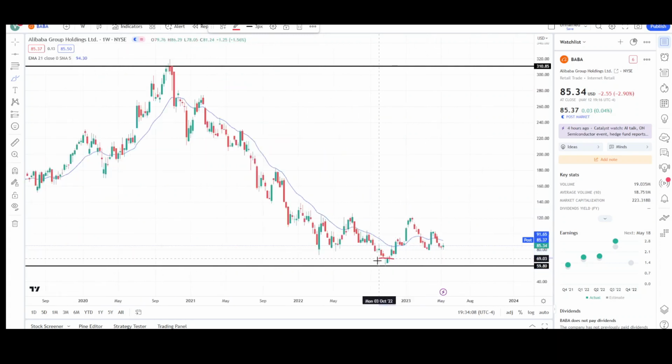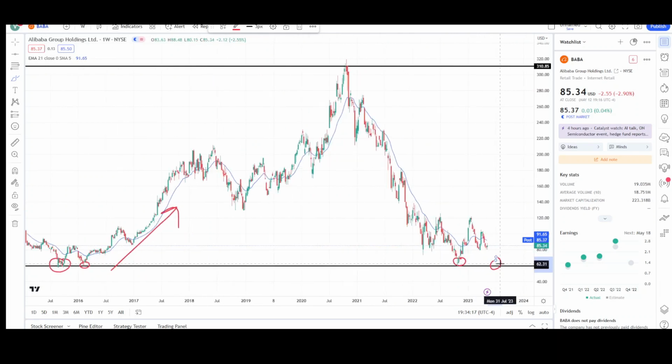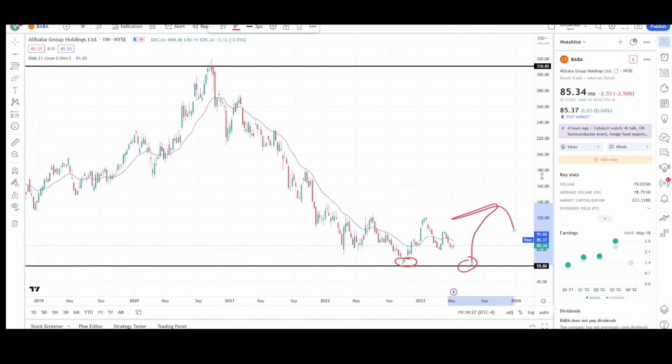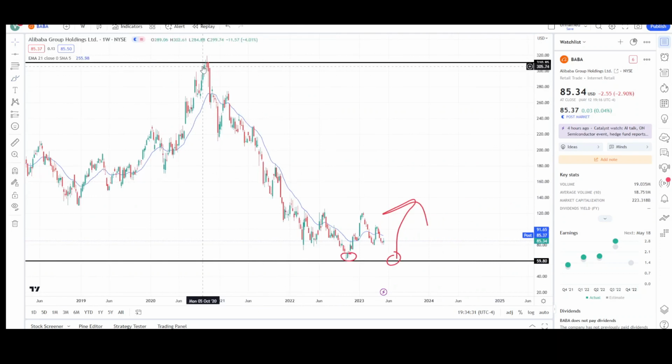We just bounced off that $60 level in October 2022. If we come back again, it's reasonable to assume that after a double bottom off of this $60 level, it could lead to a bull market. So that's definitely something to keep in the back of your mind, that if we get a double bottom just like in the past, that could be the start of the bull market. So we'll have to wait and see. But either way, BABA is definitely turning a corner.